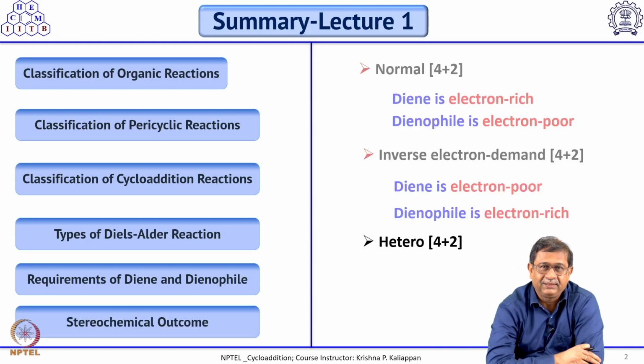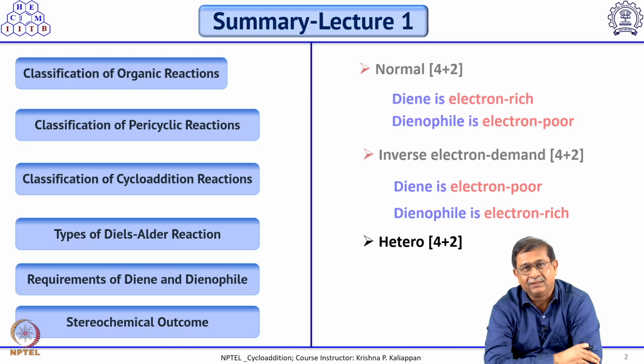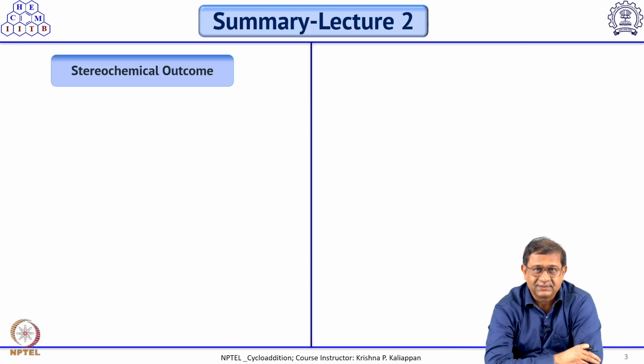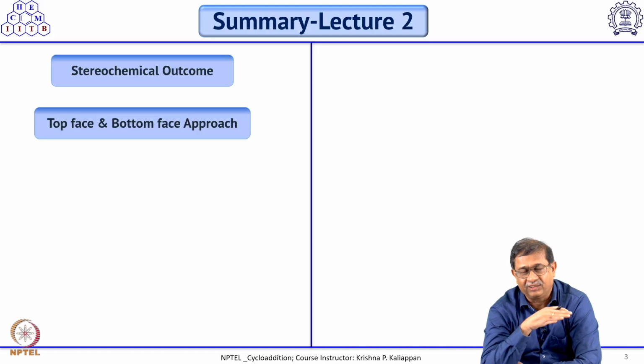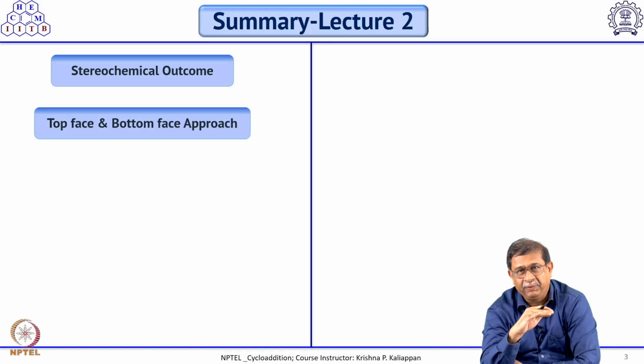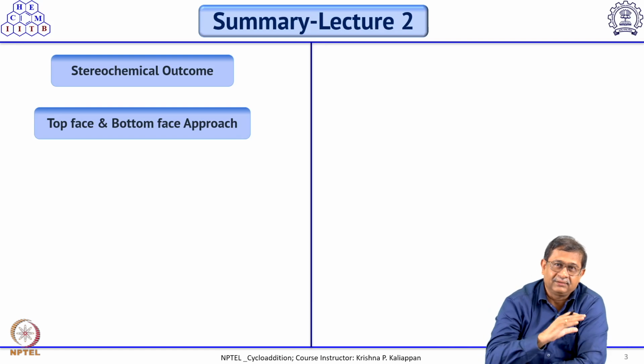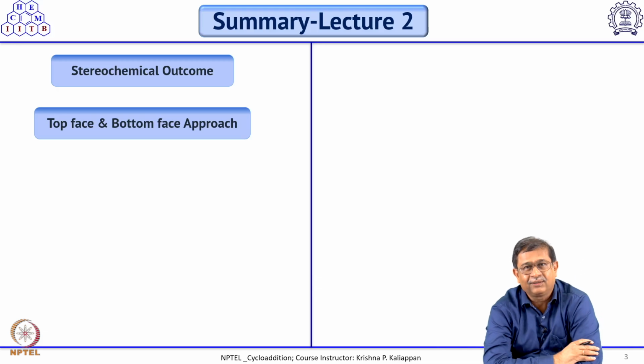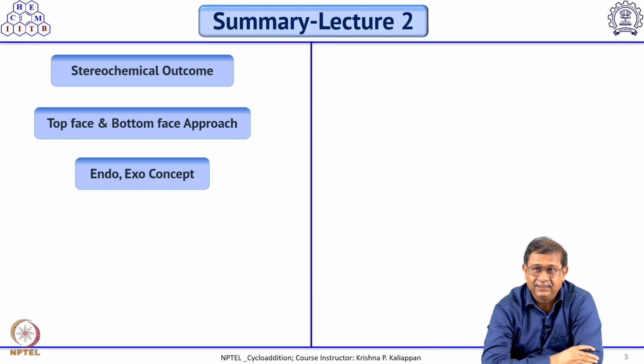And we also briefly touched upon the stereochemical outcome in the first lecture, but in lecture 2 we discussed this in detail. Particularly we talked about when you have the diene in the plane and the dienophile approaches from the top face of the diene or the bottom face of the diene, how the product will be, and why the Diels-Alder reaction, if it does not have a chiral component, gives a racemic mixture. This we discussed in detail.